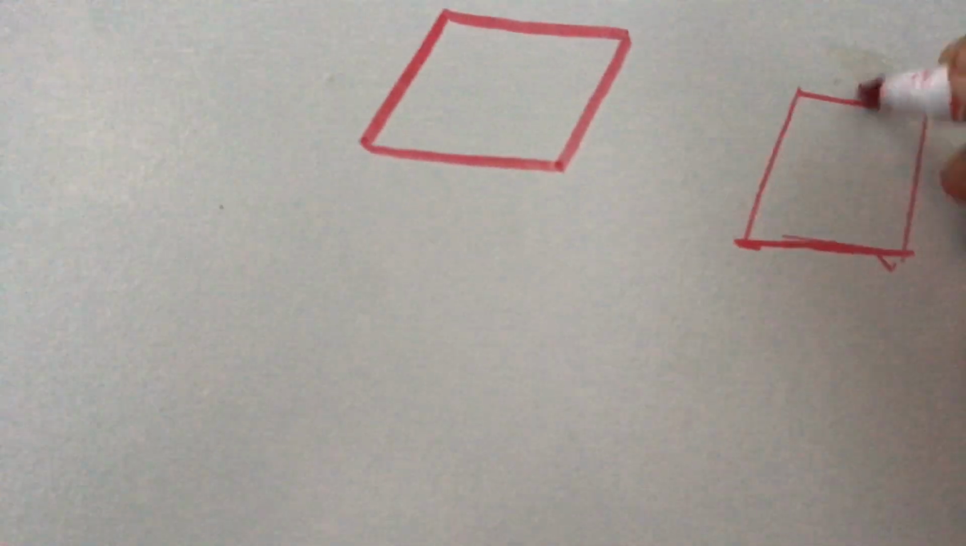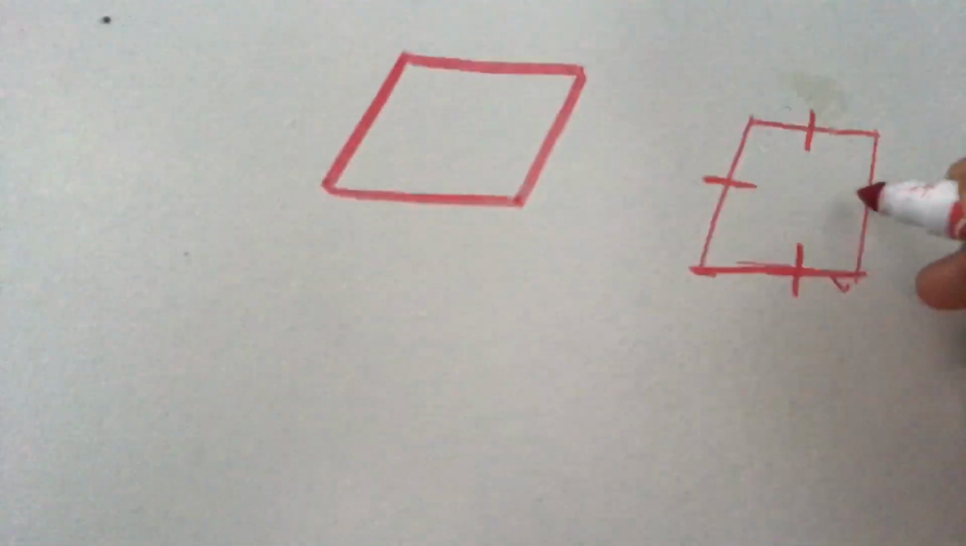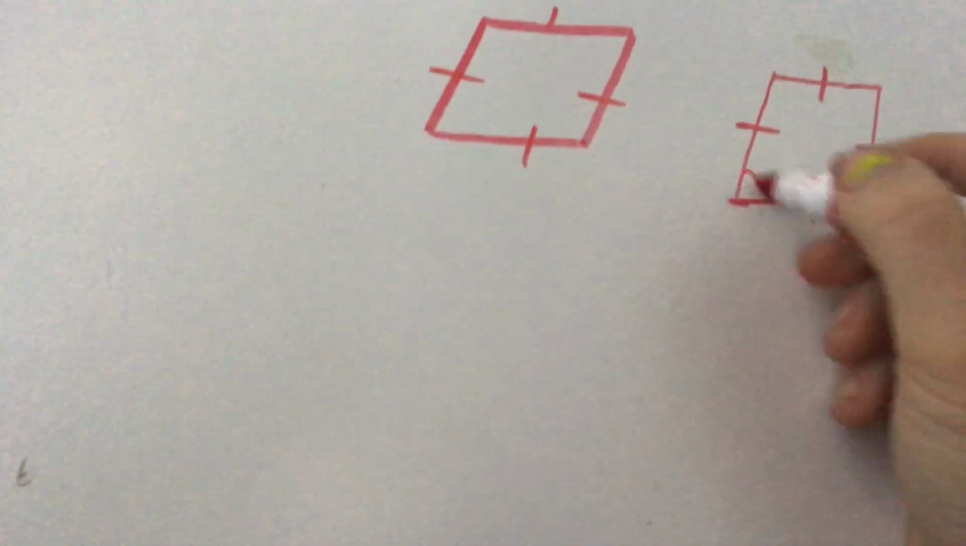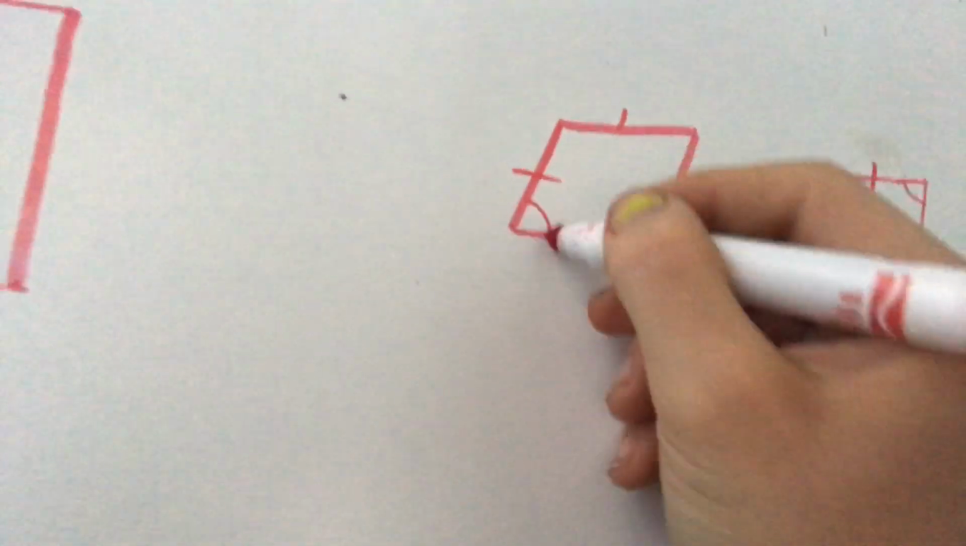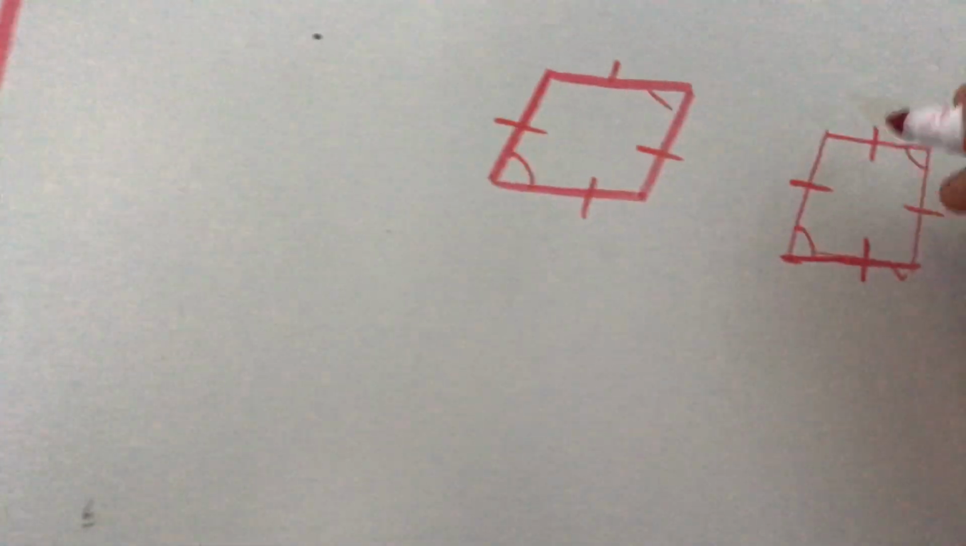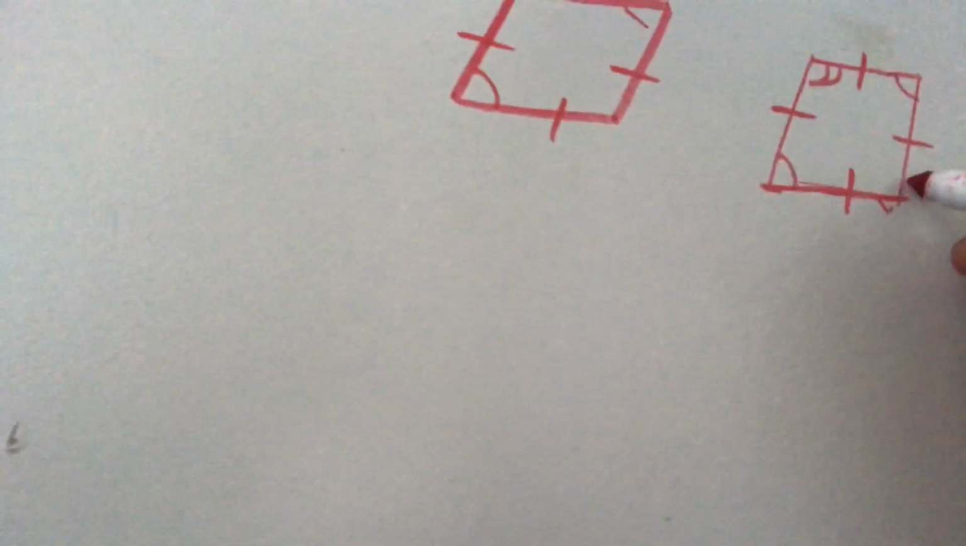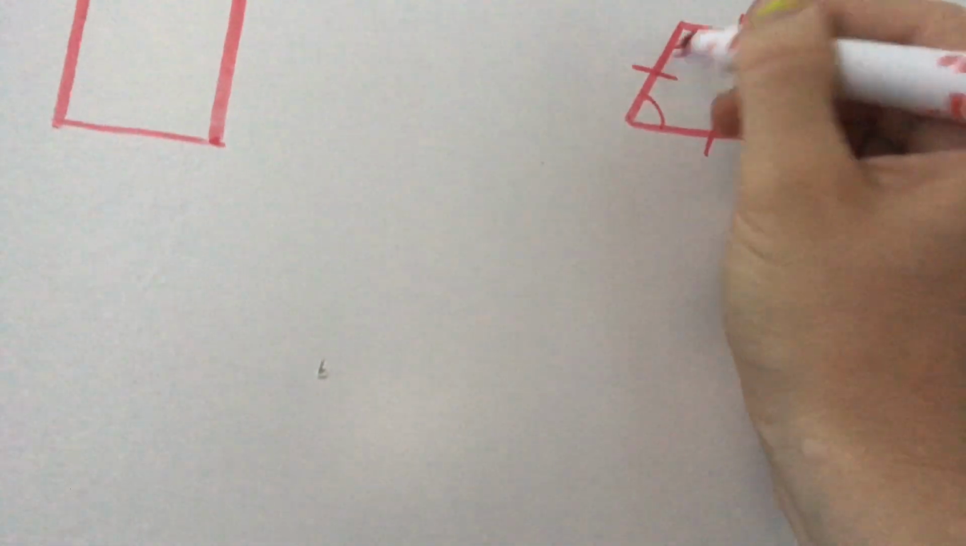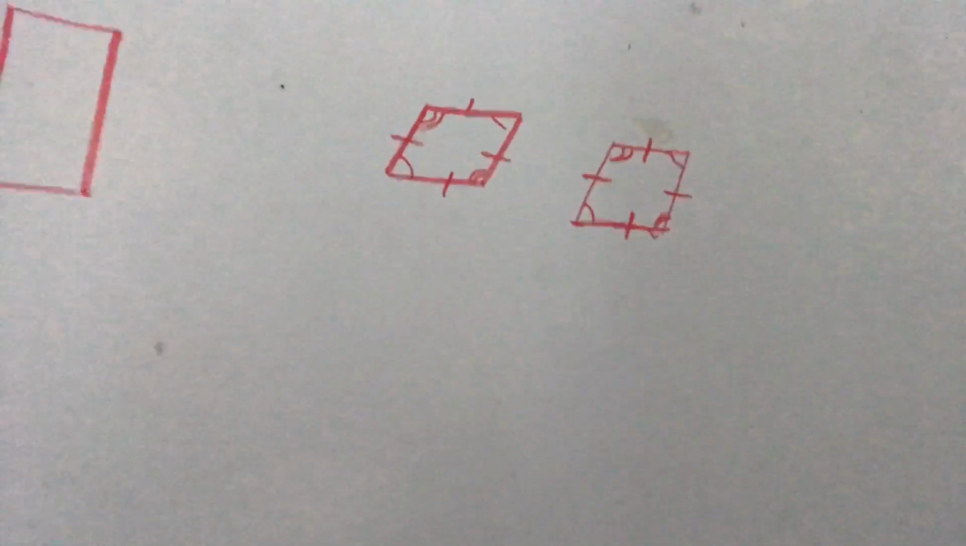Are you seeing the thing that I'm trying to show you? Yeah, so rhombus, all of the sides are the same length. All of these sides are the same length. The opposite angles are equal. Opposite sides are parallel. It is a very regular shape.